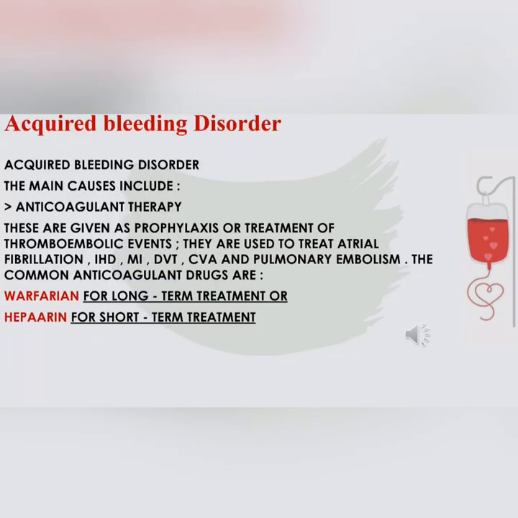Acquired bleeding disorders. The main cause includes anticoagulant therapy. These are given as prophylaxis or treatment of thromboembolic events like atrial fibrillation and pulmonary embolism. The common drugs are warfarin and heparin.